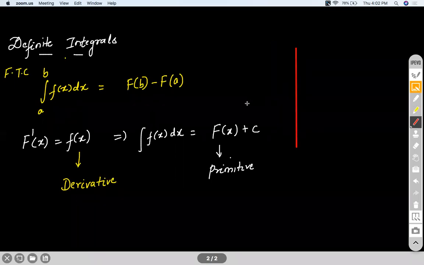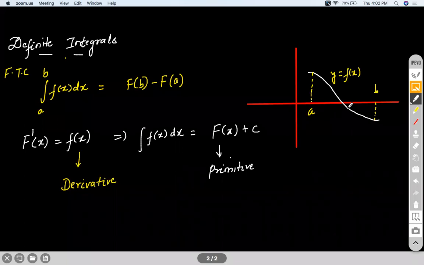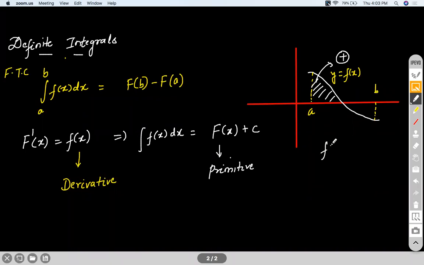Quickly talking about the geometric interpretation, when I say I'm integrating f of x from a to b, and let's say this is my graph of the function, and I'm integrating from a to b. So if this is your function f of x, integrating it from a to b actually gives you the algebraic area between the function and the x-axis. What do I mean by algebraic area? Let's say this area, which is above the x-axis, is called a positive area. Now, the question will arise in your mind, why do we call this area a positive area? Very simple, if you look at the expression, you are actually integrating this, correct?